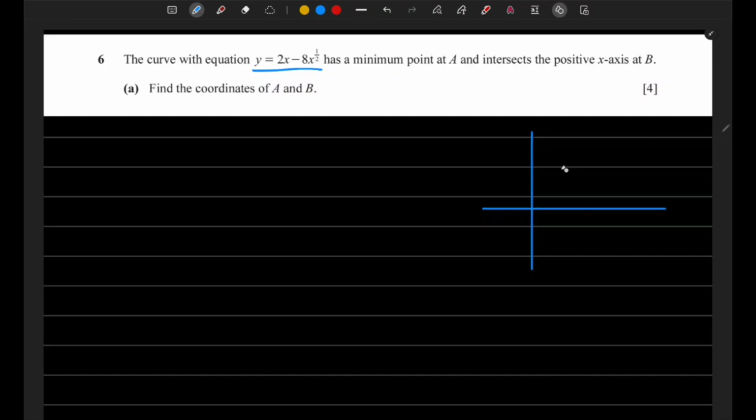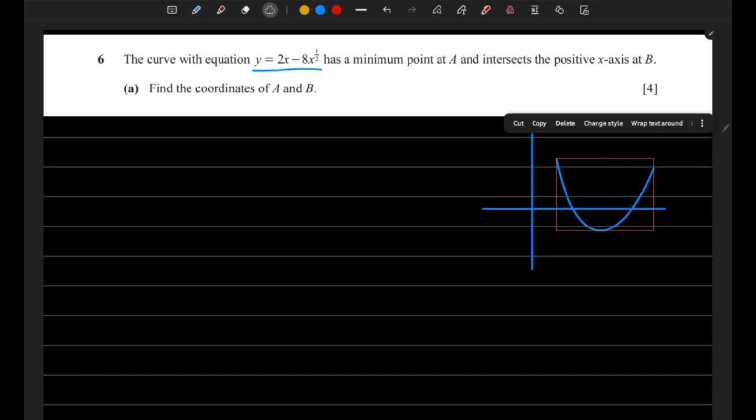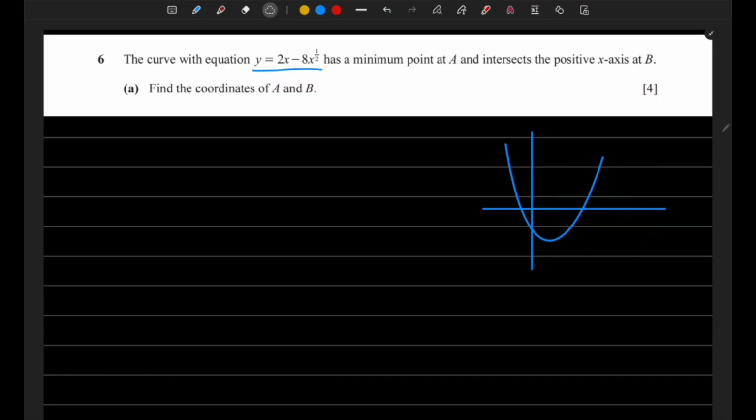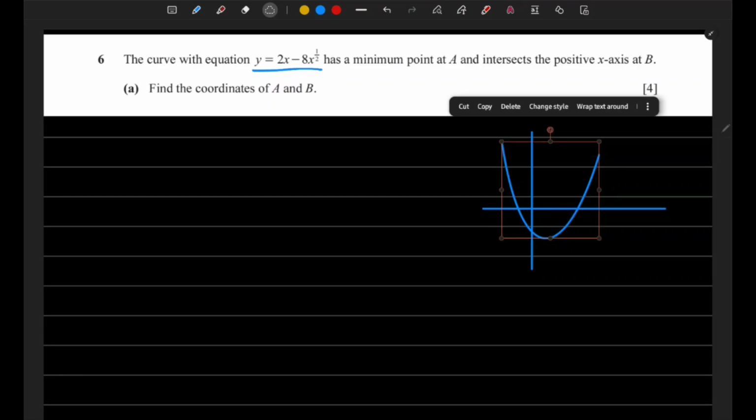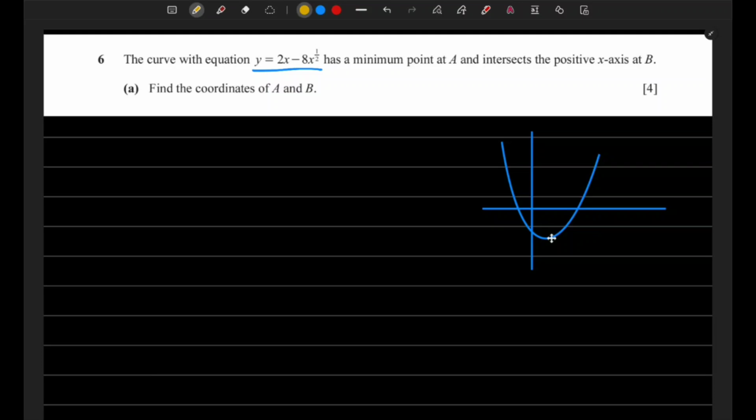So they say there is a curve that has a minimum point at A. It must not be like this, it must be maybe like this. So they say that it has a minimum point at A and intersects the positive x-axis at B. So this is your point B.